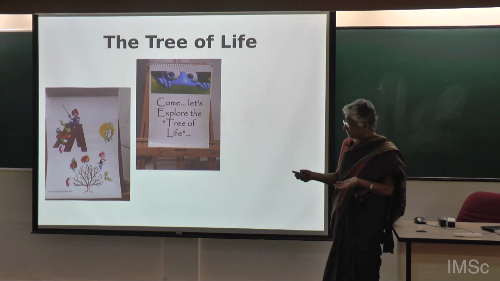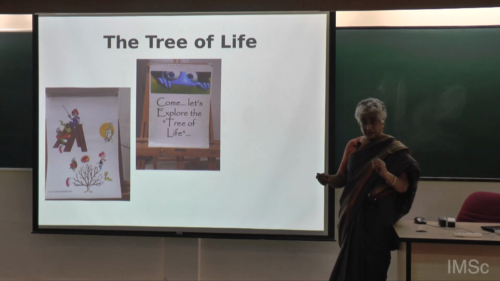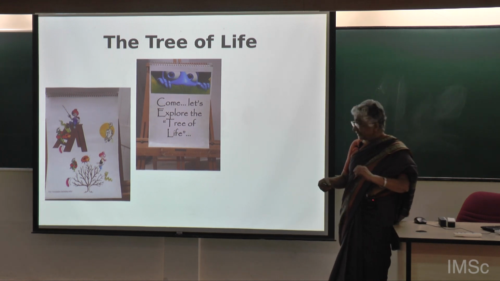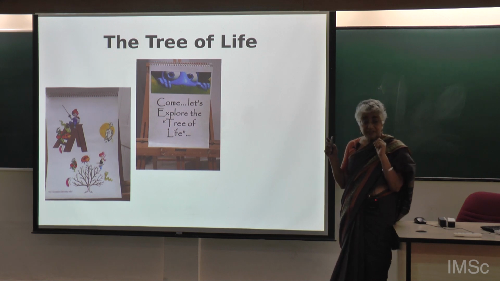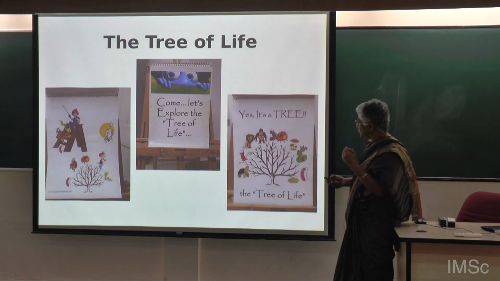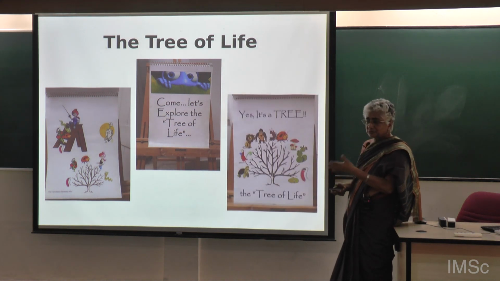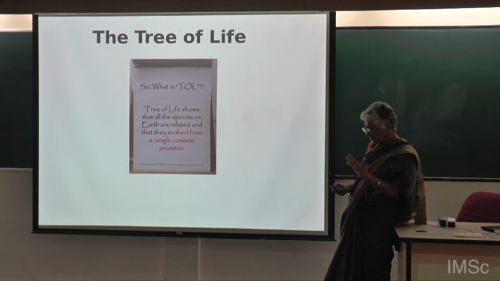The ladder is not right, because there's only one way up the ladder, whereas in a tree there are different ways up the different branches, and at the tips everybody is equal. Nobody is more advanced or more primitive than the other. So that is another concept that one needs to think about. Then you work them through the argumentation and say, yes, it's a tree, and then, so what is the tree of life?